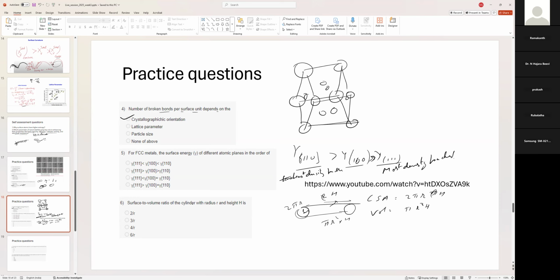I think they have ignored the surface area of the faces. So what you get is surface area over volume: 2 pi R H divided by pi R squared H, where H cancels, so the ratio is 2 over R.